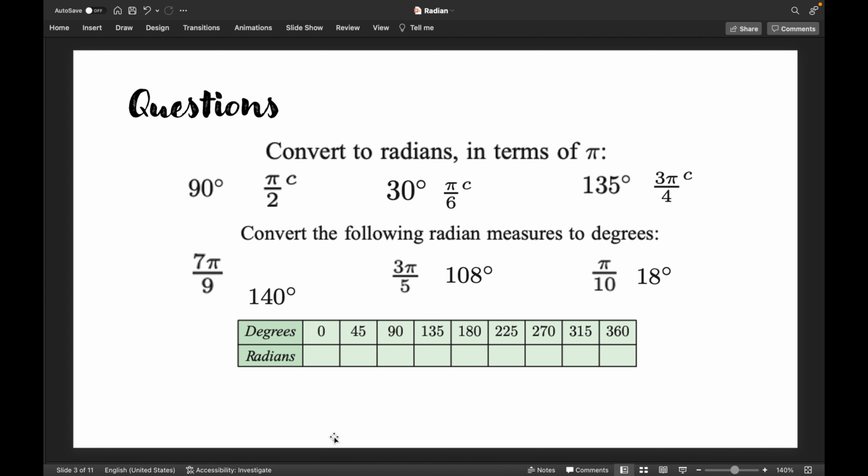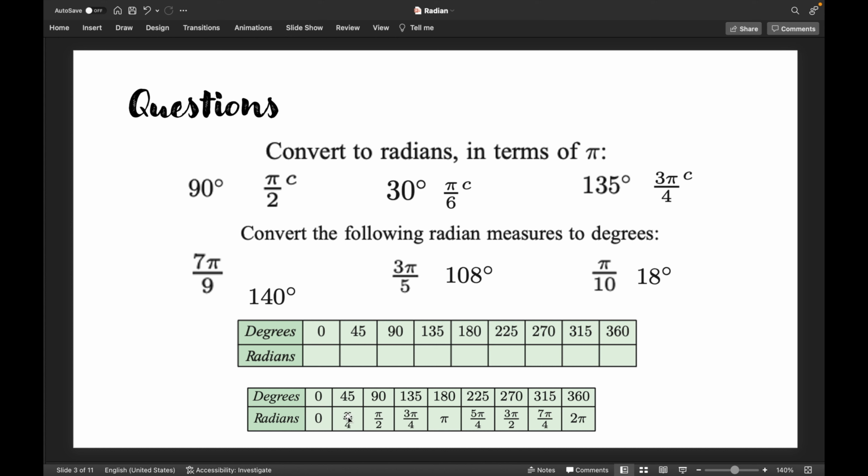Okay, so if you're finished, I will reveal the answers. If not, pause the video right now and try to solve this. So these are the answers. Pi by 4, pi by 2, 3 pi by 4, pi, 5 pi by 4, 3 pi by 2, 7 pi by 4, and 2 pi.